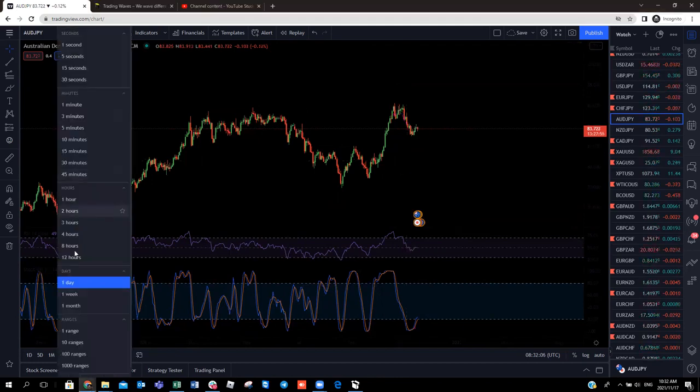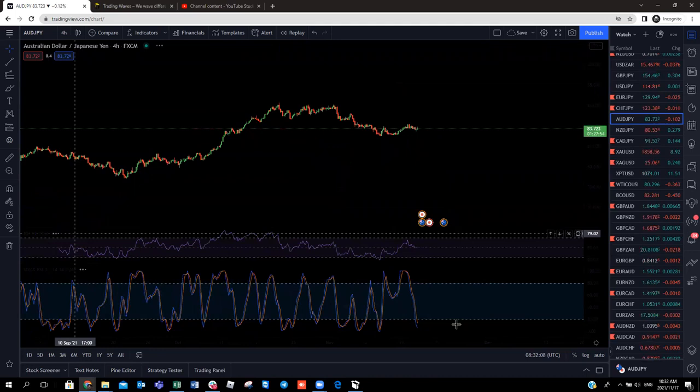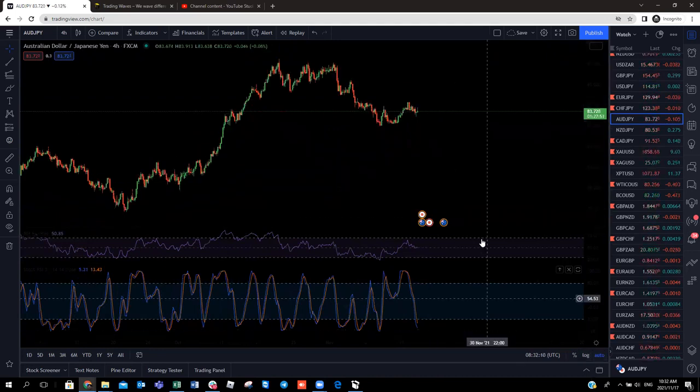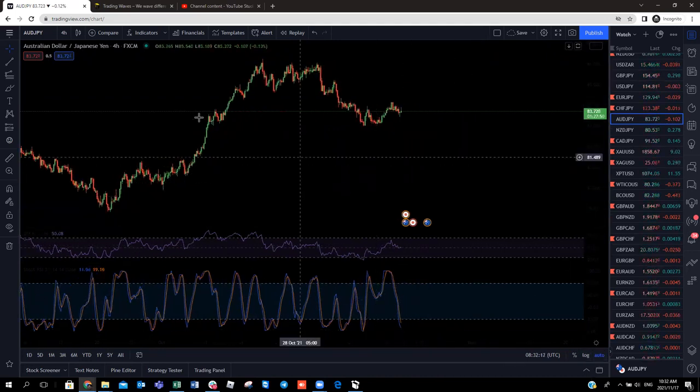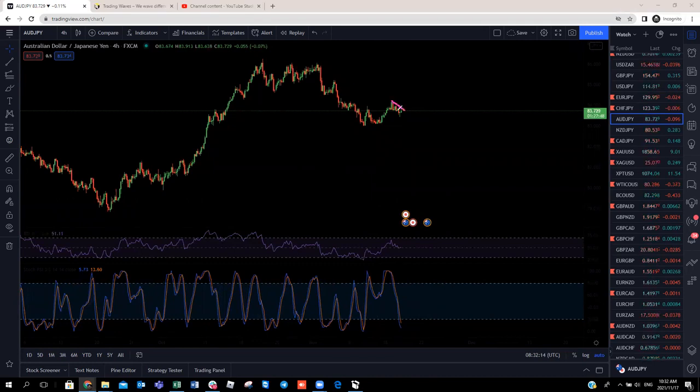On the 4-hour, the lower degree, let's see here. In the lower degree, you are getting what looks like a bit of a move to the upside, but not convincing enough. It has to come back around this level.